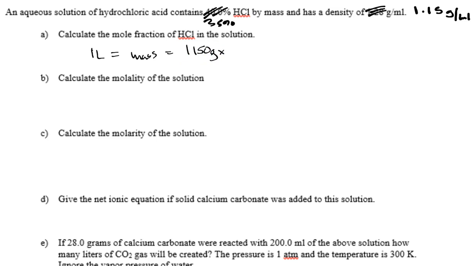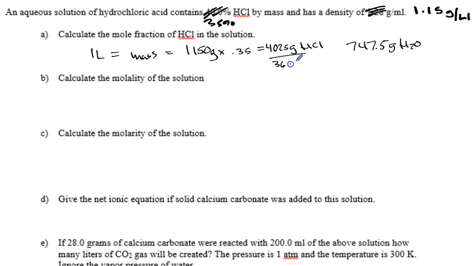All right, now if I multiply this by 0.35, I will determine the grams of HCl. Okay, so I end up getting 402.5 grams of HCl. All right, the rest would be the grams of H2O. So I'm going to take 1150 and subtract 402.5, and I end up with 747.5 grams of that. For mole fraction, I need moles of both.